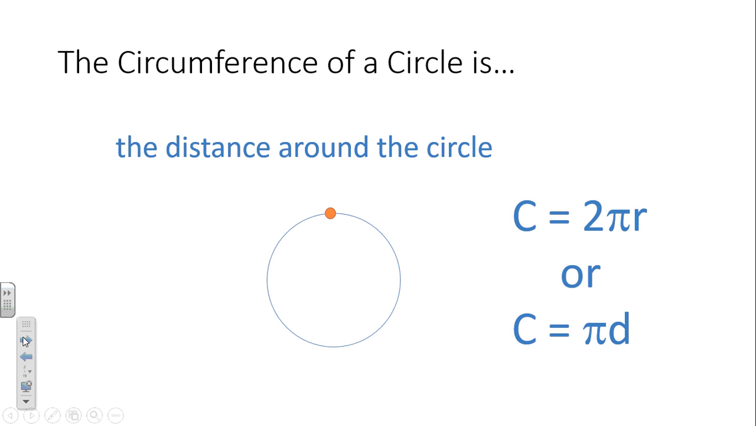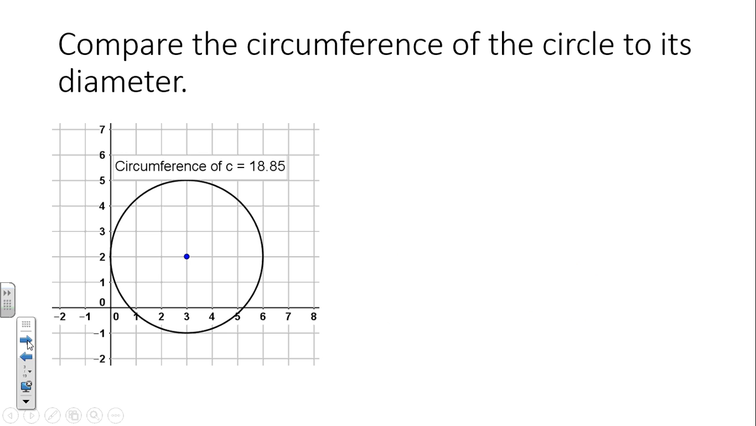Okay, so here we go. We want to compare the circumference of this circle to its diameter. First of all, I've actually measured this out in GeoGebra, and it says that the circumference of this circle is 18.85. And we want to know, what's the diameter of that circle? 6. Why is it 6? So 6 across, right? Through the center, from one end to the other, is 6. So how does 18.85 compare to 6?